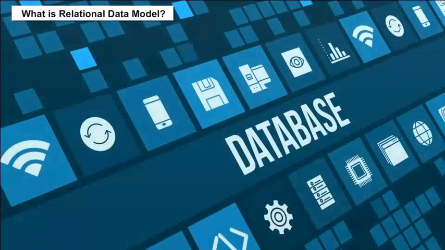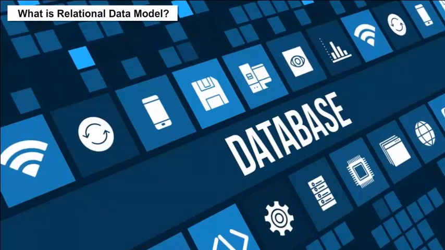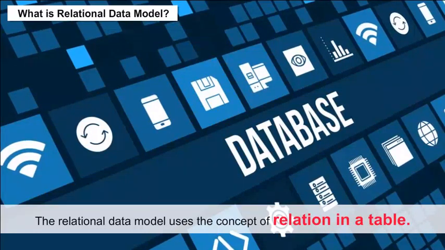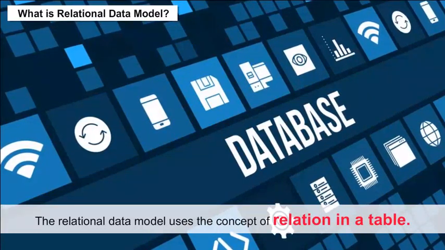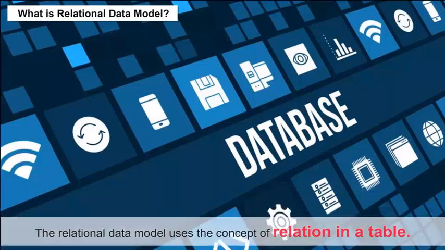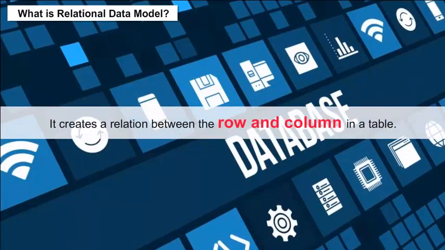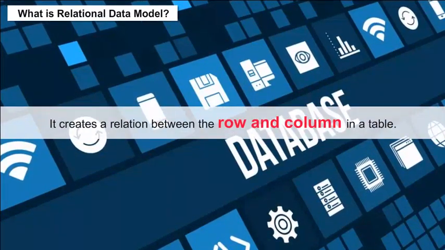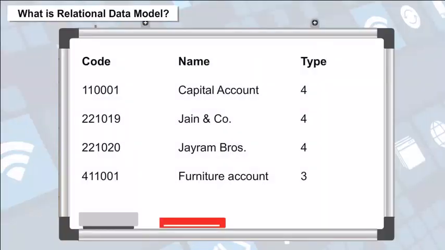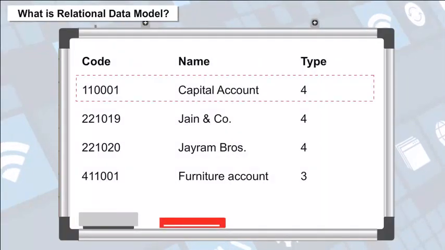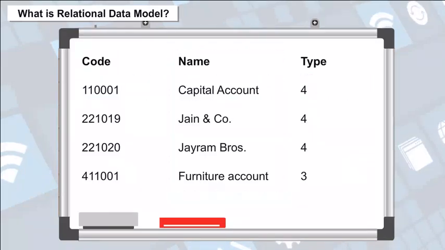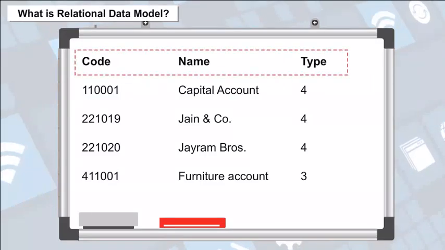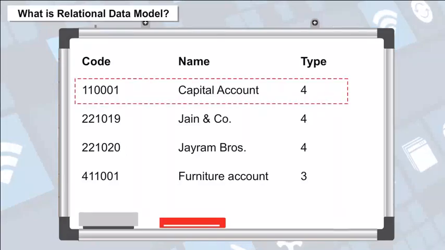RDBMS. What is the Relational Data Model? The Relational Data Model uses the concept of a relation in a table. It creates a relation between the rows and columns in a table. We will take an example of a table, accounts. The table has rows and columns. The column of the table is the name, and data is entered in the rows.